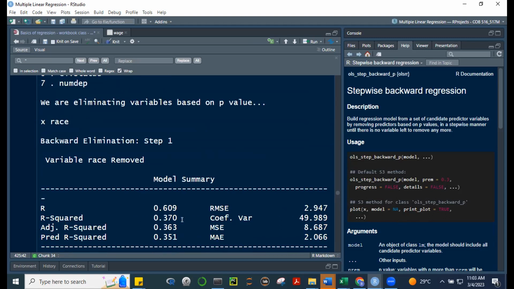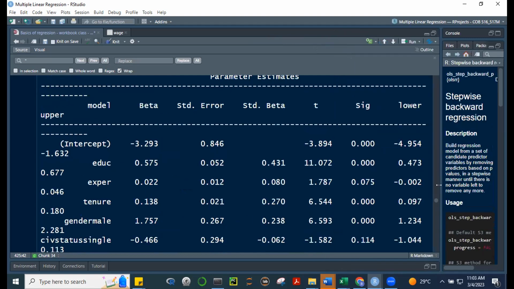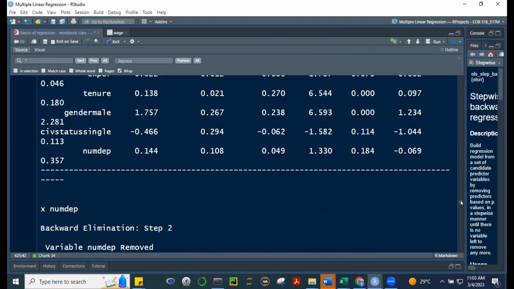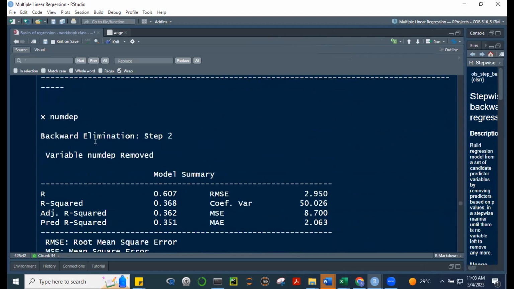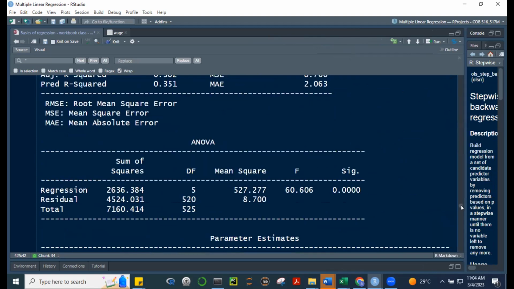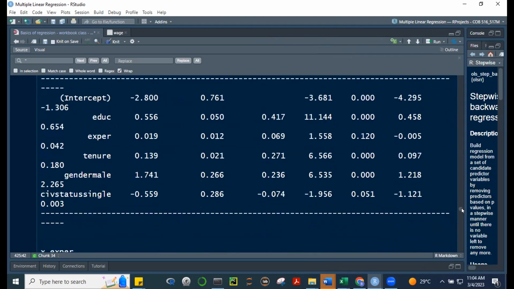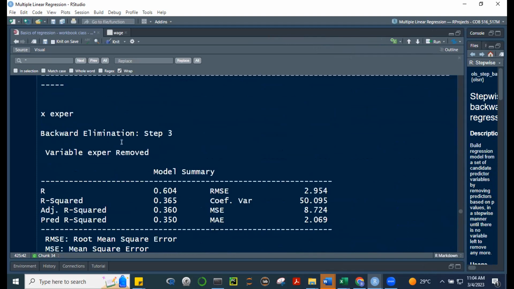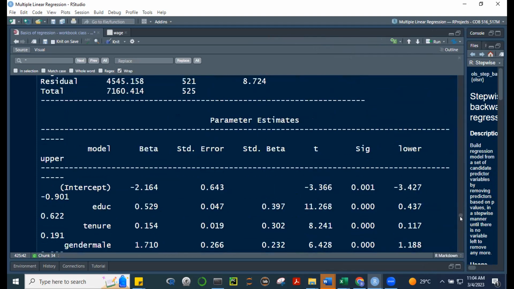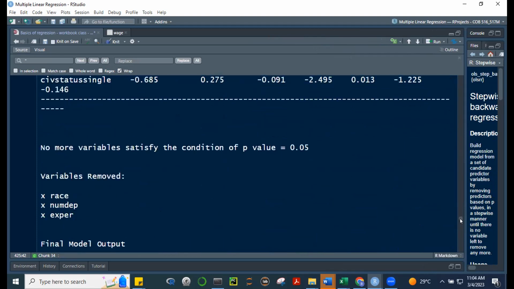Eliminate race. No? Okay, once race is eliminated, nagbigay siya ng metrics. Okay? And then next na in-eliminate na number of dependents. So that's backward elimination step 2. So once again, may mga model summary siya, may ANOVA, and the parameter estimates. So this is the same as what we got a while ago. And then experience naman, in-eliminate niya, stepwise number 3. Okay? And then yun ulit. And then no more variables satisfy the condition of p-value is equal to 0.05. Okay? So this is what we did a while ago, diba?